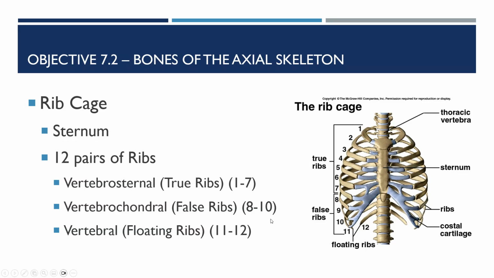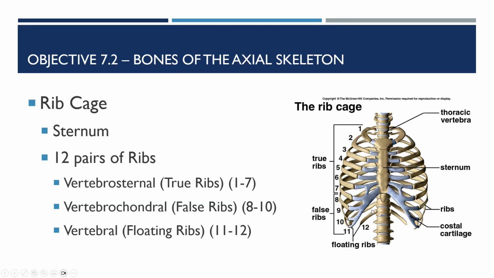Now the next 3, 8, 9, and 10, are vertebrochondral. So they attach to the vertebra, and they come around and they attach to cartilage that then attaches to more cartilage. So it doesn't connect directly to the sternum, but connects to cartilage that then attaches to the sternum. And so we call those false ribs.